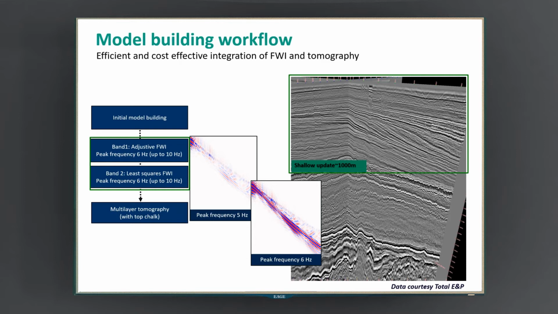Let's look at a bit of detail on the implementation of this workflow. To keep it efficient and cost effective, we just perform 2 bands of FWI updates at 6 Hz peak frequency to resolve the shallow section up to 1000 meters, where tomography would really struggle. And then we perform the multilayer tomography with the explicit top chalk interpretation to maintain the strong velocity contrast of the chalk layer.